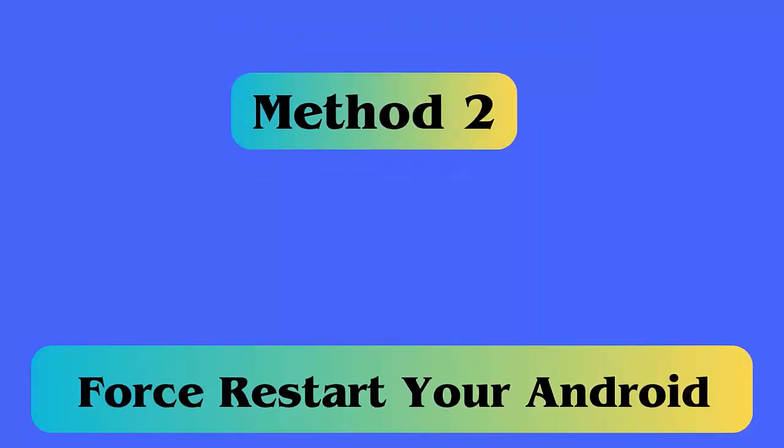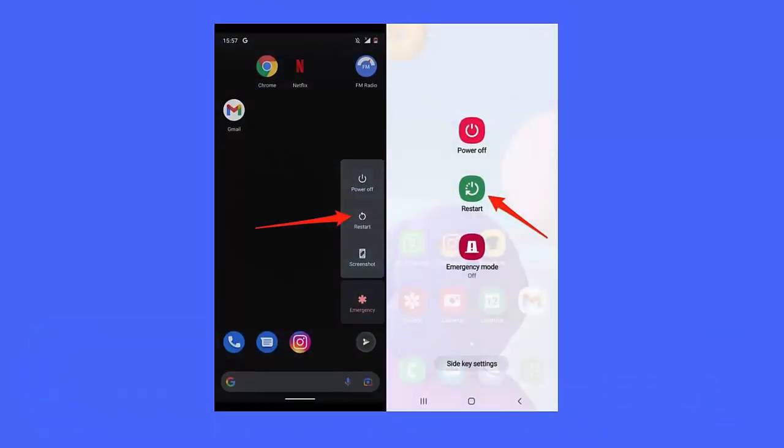Method 2. Force restart your Android. The next thing you should do is restart your device once. Just long press the power button until the power off menu appears. From there, choose the restart option and then wait until your device is turned on.